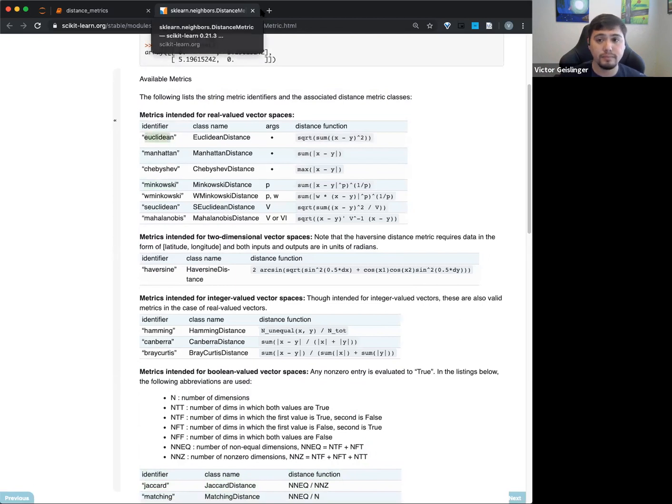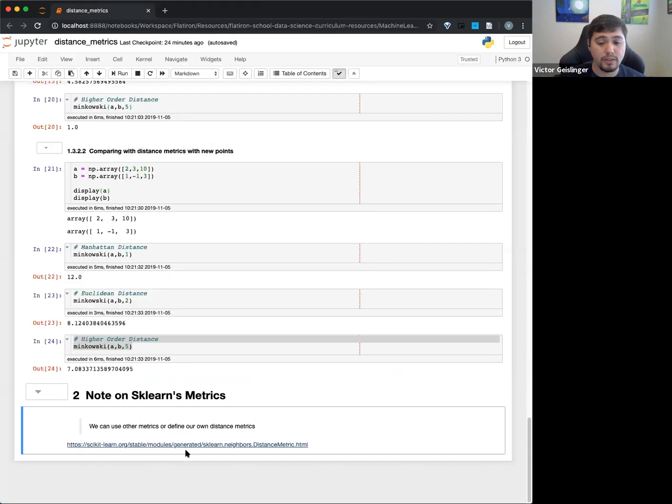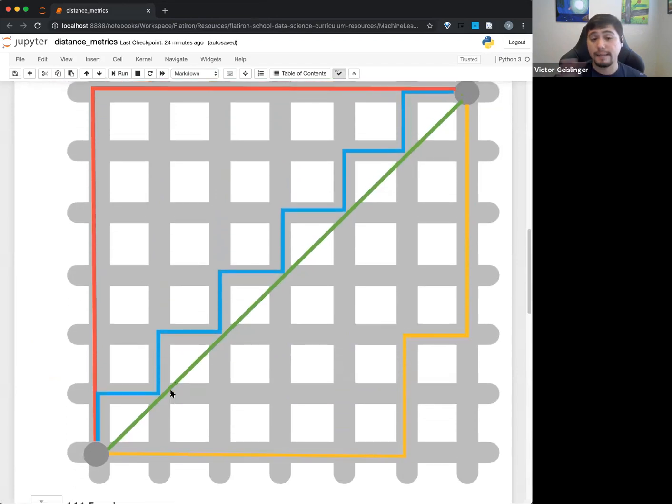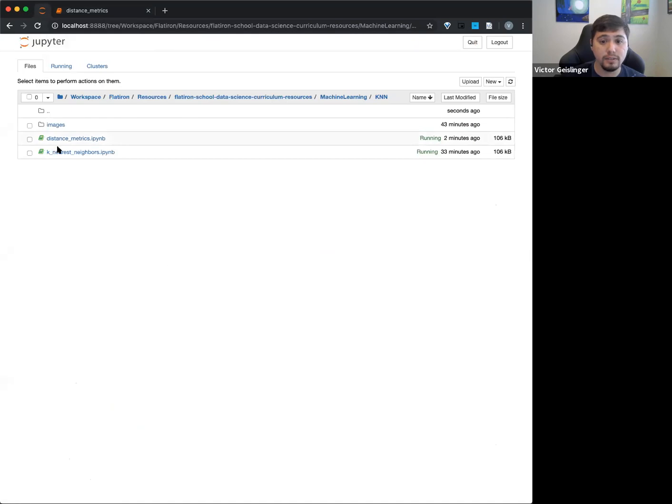Okay, cool. So I just wanted to put that note since that does exist here. All right, so that's distances. Do you guys have any questions about this overall? Okay, cool. So let's go to k-nearest neighbors.